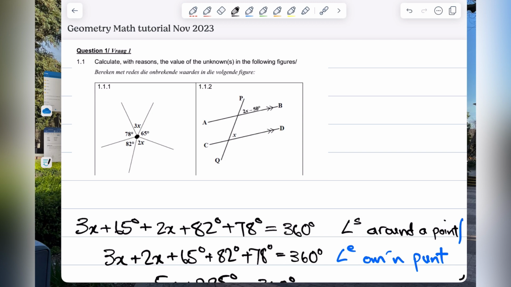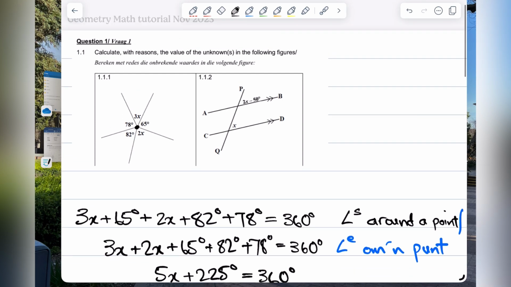Graad 8, ons is terug met ons wiskunde tutoriaal vir November 2023 en ons fokus natuurlik op vraestel 2. So hierdie tutoriaal is 'n voorbereiding vir vraestel 2. Ons is tans besig met vraag 1 en ons gaan nou na 1.1.2 toe. Ons is natuurlik besig om die onbekende waardes te bereken in hierdie diagramme en ons moet natuurlik redes gee. So 1.1.2, we are looking at a diagram where we've got two parallel lines AB and CD.